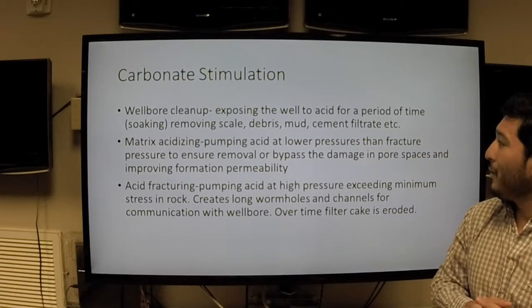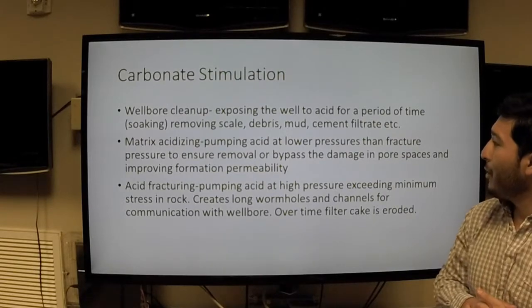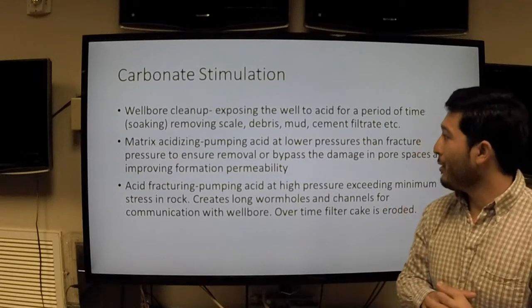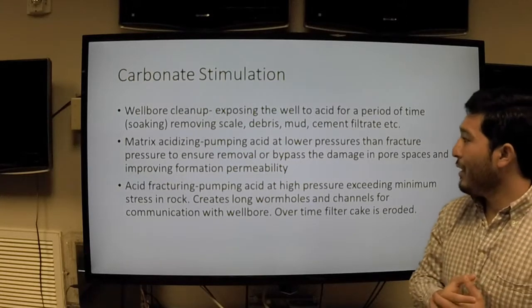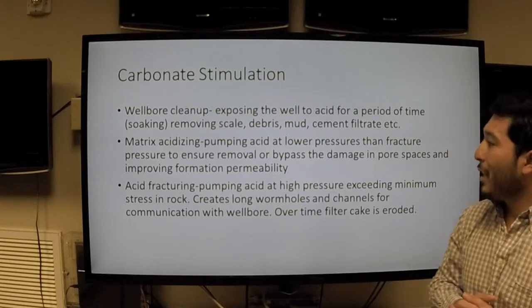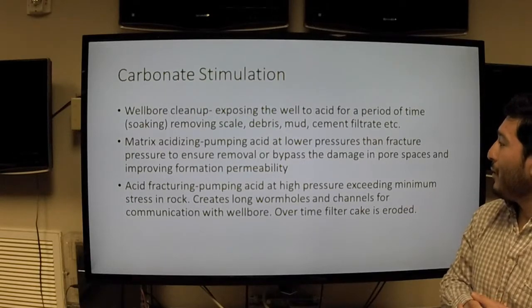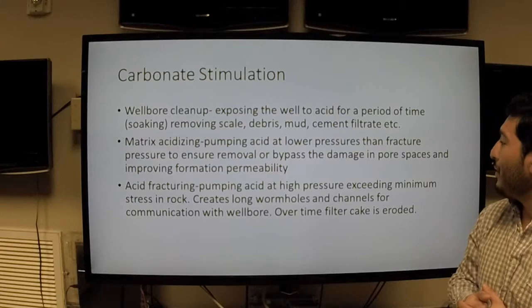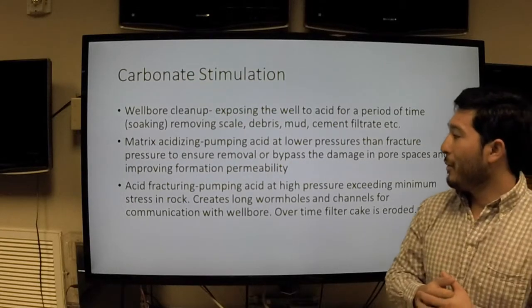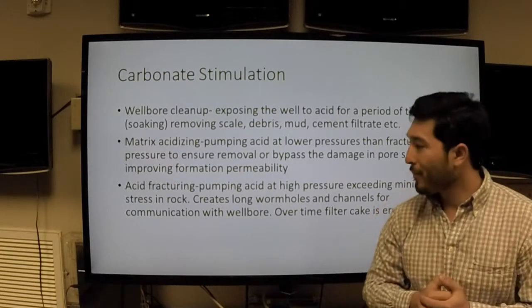Wellbore cleanup is basically exposing the well to acid for a period of time, removing scale, debris, mud, cement filtrate, and anything that can cause skin damage. Matrix acidizing is basically pumping acid at lower pressures than fracture pressure to ensure removal or bypass of the damage in pore spaces and improving formation permeability.